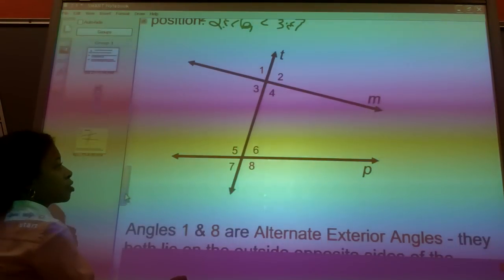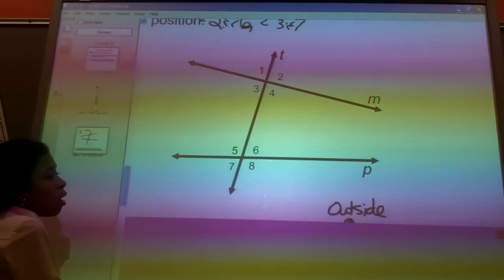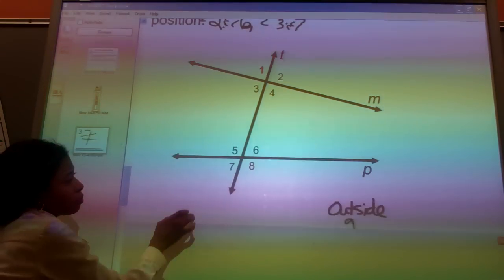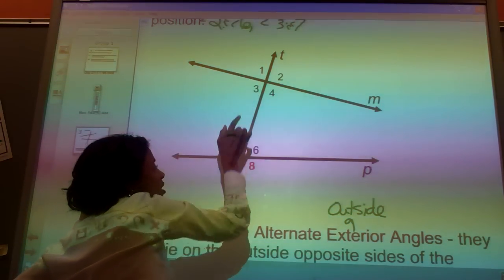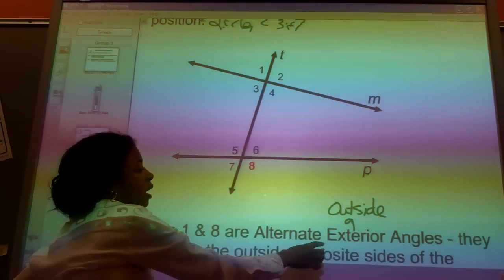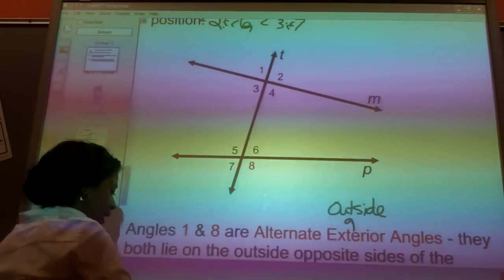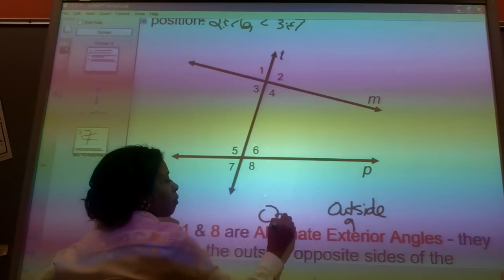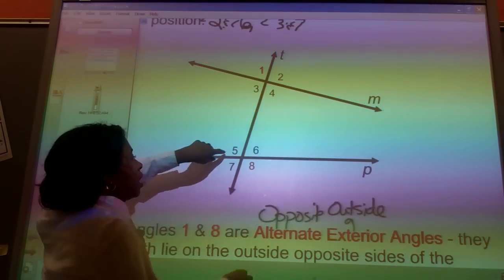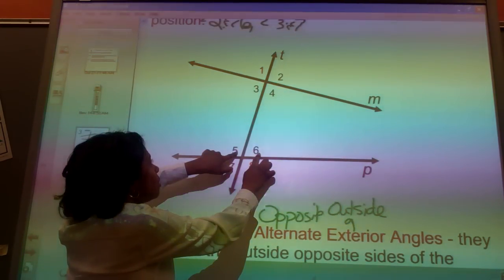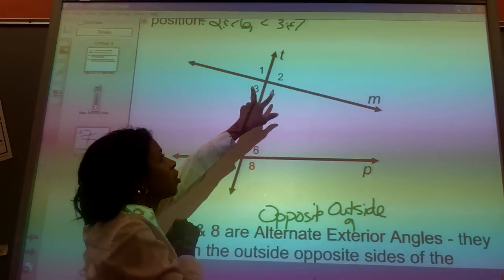First of all, to know what alternate exterior means, you need to know what alternate means. When I say alternate, I mean opposite. Exterior means outside angle. So I want opposite outside angles. And again, 5 and 6 are the inside, so I couldn't possibly be talking about that. I can't be talking about 3 or 4. Those are interior. They're inside.